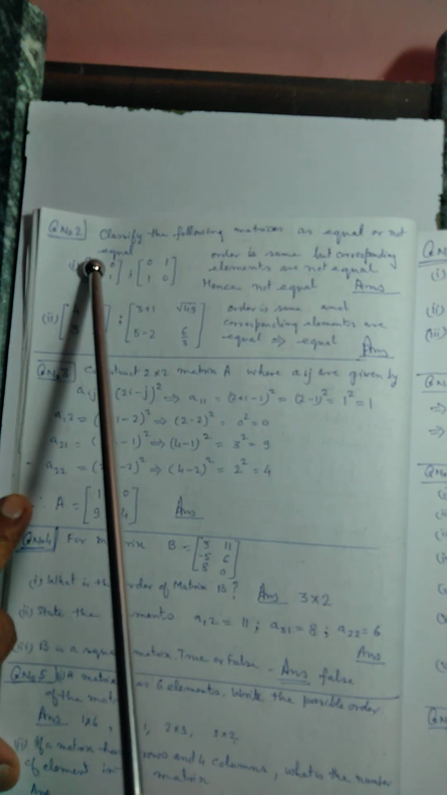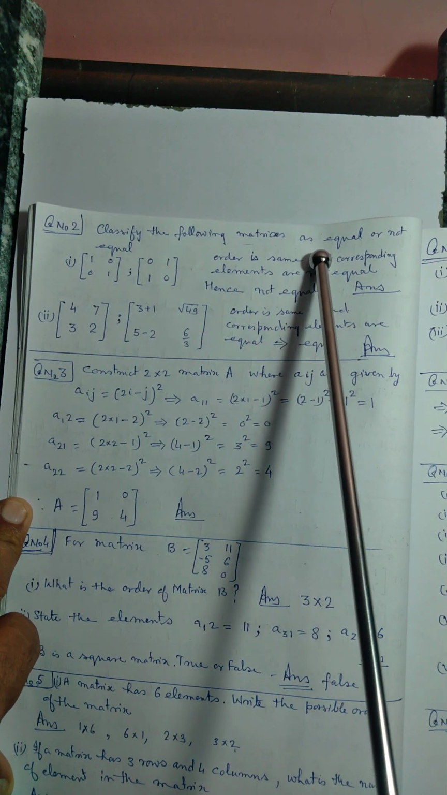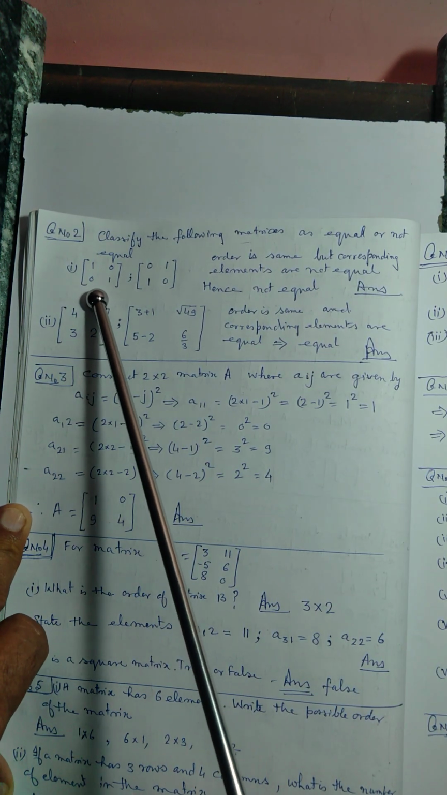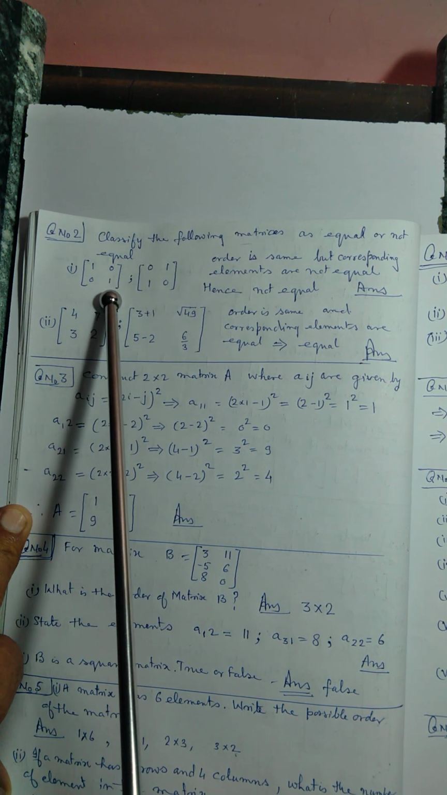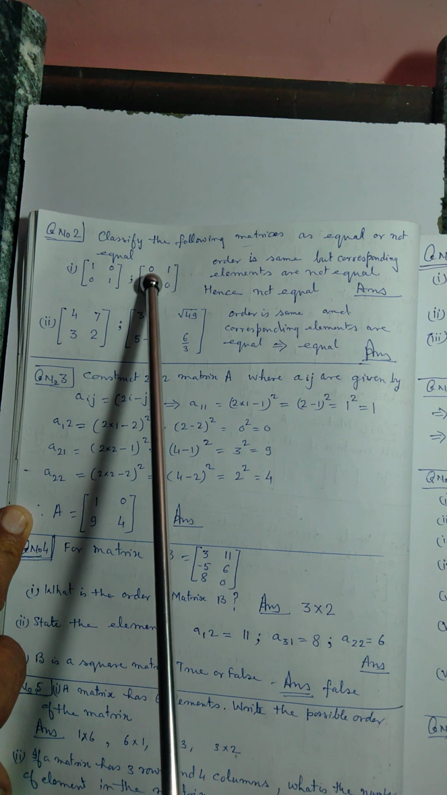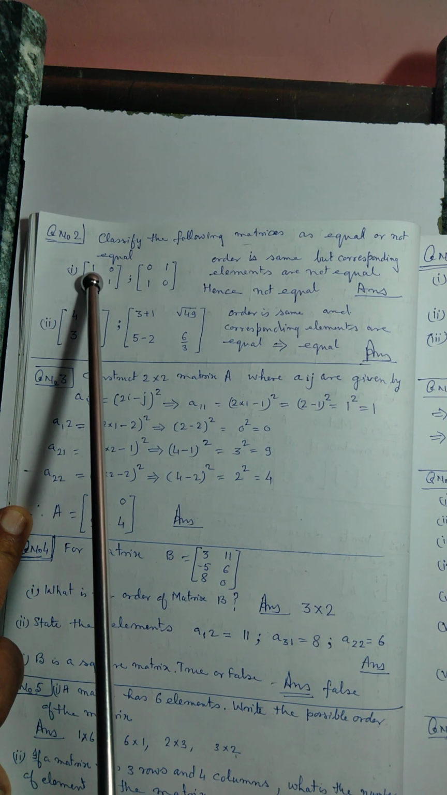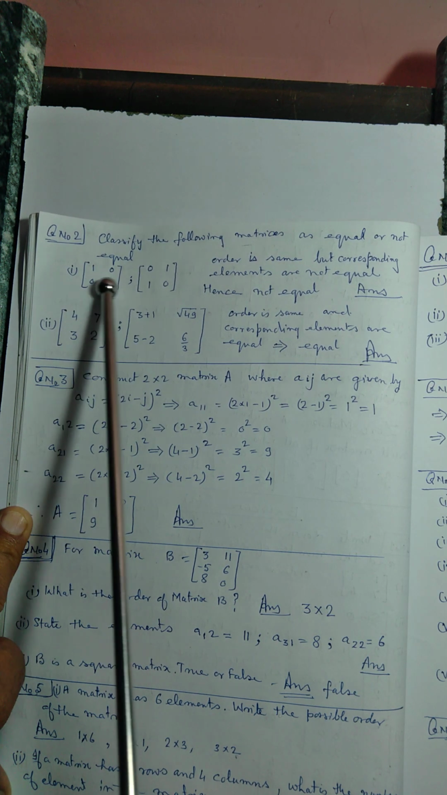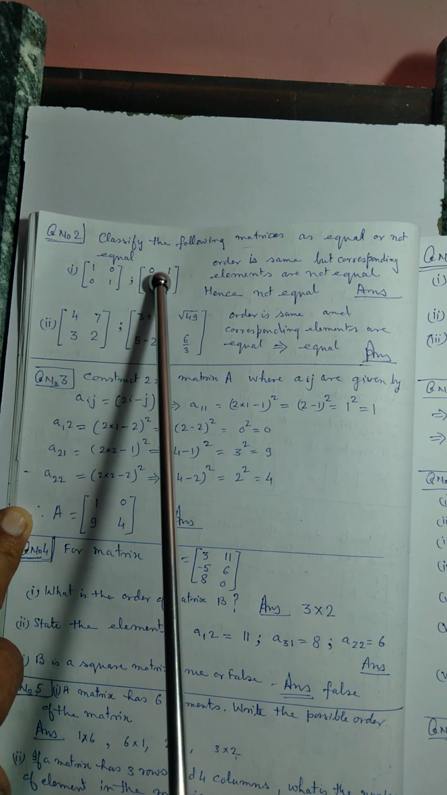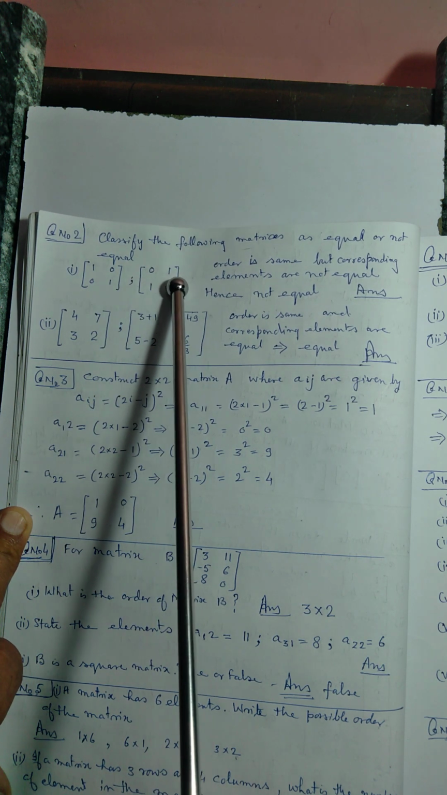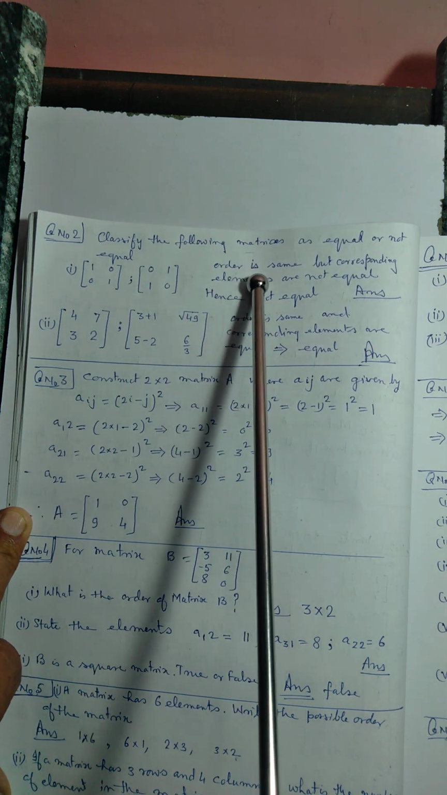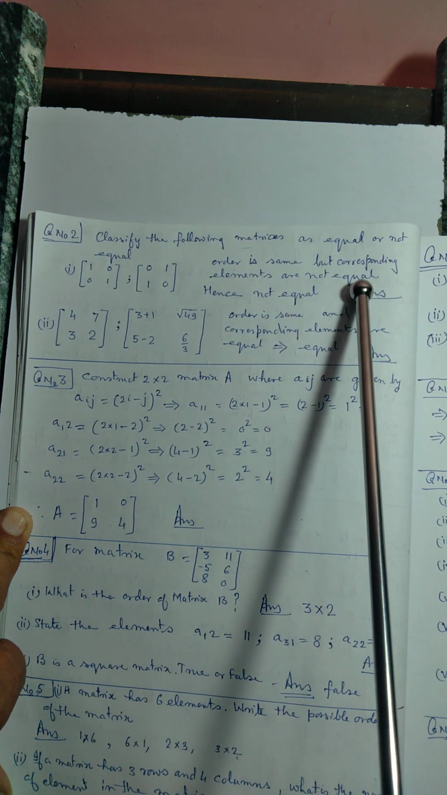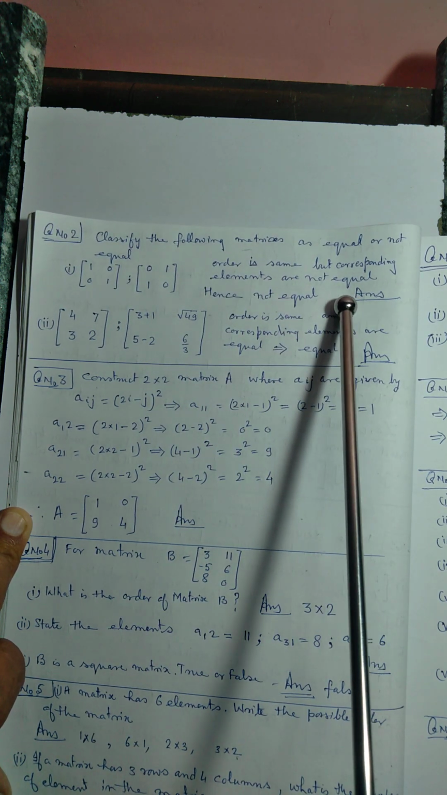Now come to question number 2. Classify the following matrices as equal or not equal. You see in this the elements are 1, 0, 0, 1. Now we have to see the corresponding elements. Here you see 1 1 means first row, first column. Here it is 1, here it is 0. So they are not equal. The corresponding elements are not equal. Hence, this is not equal. You see, the order is the same, 2 into 2, but the corresponding elements are not equal, hence not equal. This will be the answer.